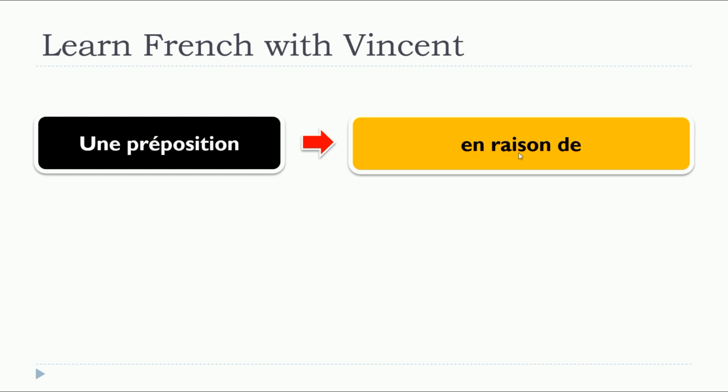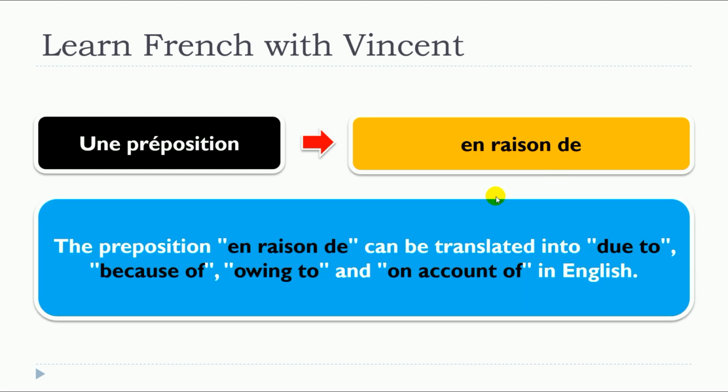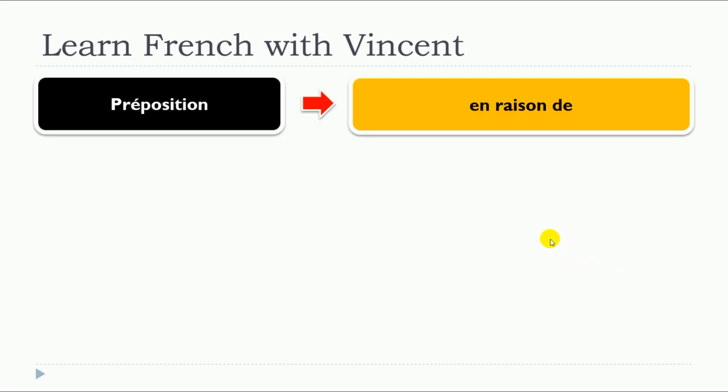So, this lesson is about "en raison de". The preposition "en raison de" can be translated into due to, because of, owing to, and on account of in English. So we will see 4 examples with "en raison de".